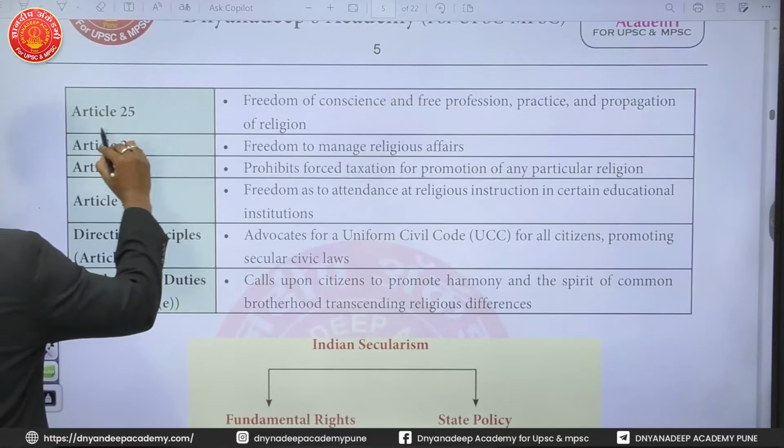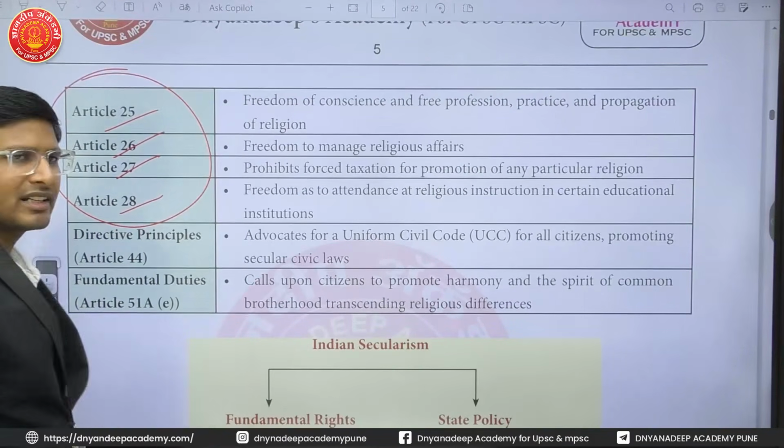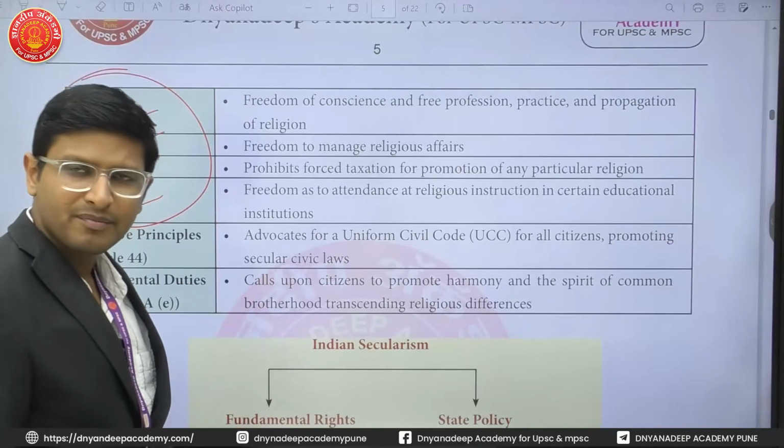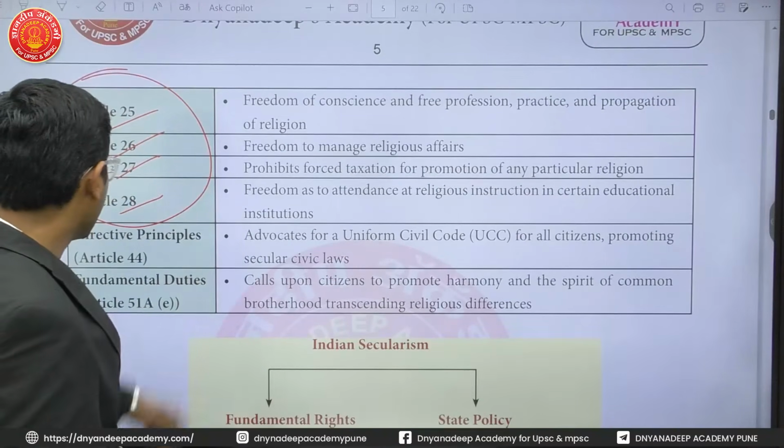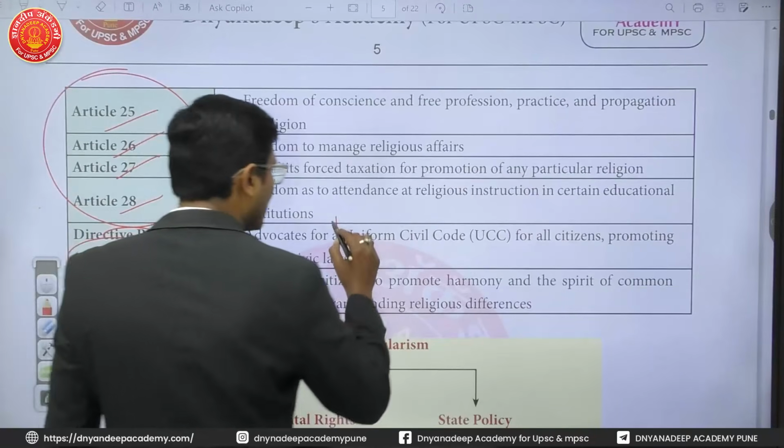Then we know that Articles 25, 26, 27 and 28, all those 4 articles, are the articles for religious freedom in the fundamental rights. We are already aware of that. Article 44 of the Indian Constitution talks about the uniform civil code.